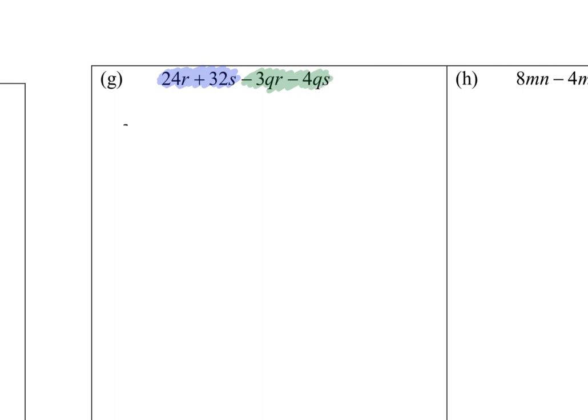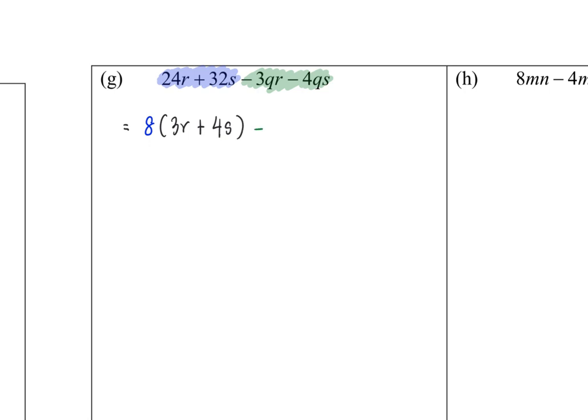So for the first part, I saw that the highest common factor, notice 24 and 32, I could divide by 2, meaning I could extract out the 2, but that is not the highest common factor. What we are really interested in is extracting out the highest common factor. So in this case, it's 8. And I'm left with 3r and 4s.